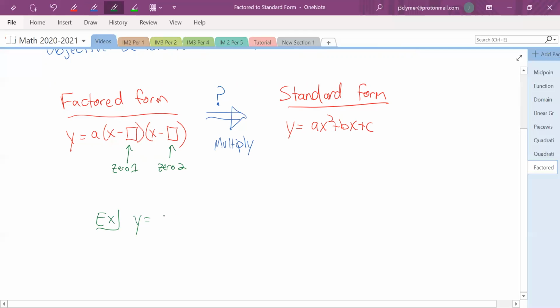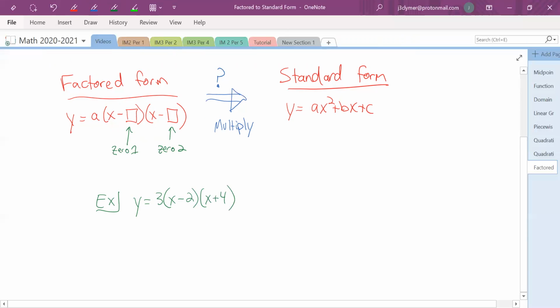So let's say we have y is equal to 3 times x minus 2 times x plus 4. Okay, that would be a quadratic equation in factored form. And as I've mentioned before, we have two x's that we multiplied together, and that's how we know it's a quadratic equation. If you have two x's multiplied together, then you end up with an x squared term, which is what makes it a quadratic equation. And it will also take the form of a parabola.